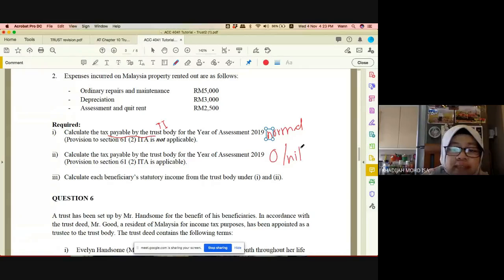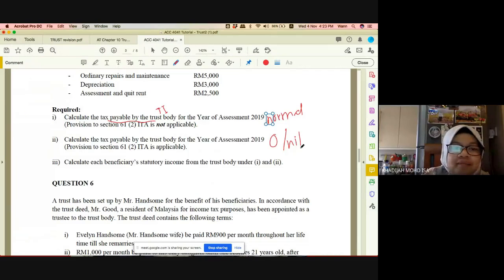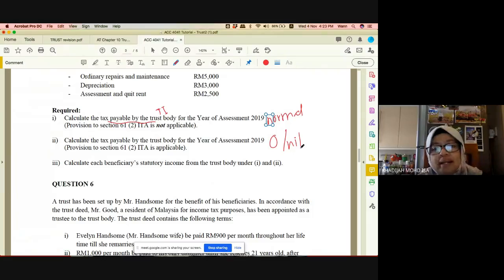Done, question number 2 settled. Question number 3, calculate beneficiary income from body under 1 and 2. In this case, it only wants statutory income. Whether you apply 1 or 2, the answer will be the same. Because the difference between whether 61(2) applies or not is actually on the tax liability, because there is a tax credit. But statutory income will still be the same because the statutory income is based on whether it's a discretionary or non-discretionary trust. The SI. Okay, let's do it together.